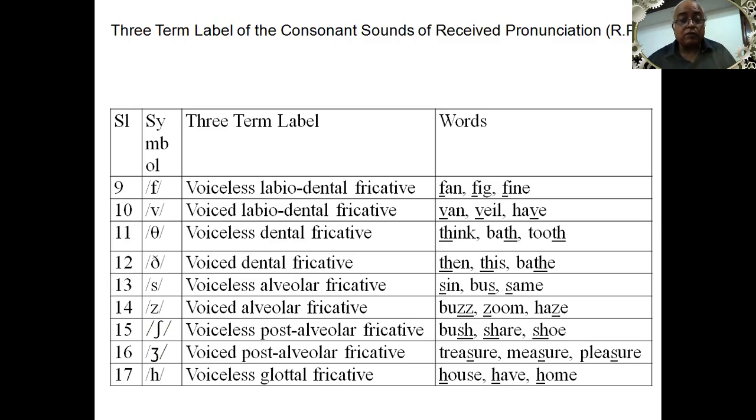It's alveolar because the tip of the tongue touches the alveolar, the teeth ridge, and it's fricative. Once again, for the same reason, there is a stricture of close approximation, or there is a narrowing, and when the air passes through, there's a lot of friction involved.